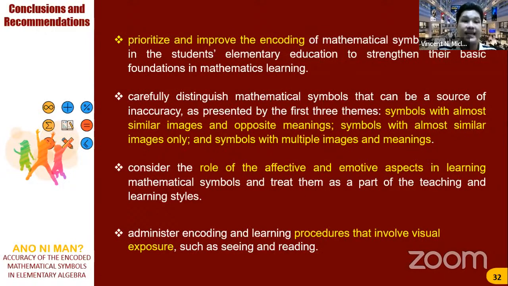First, we need to prioritize and improve the encoding of mathematical symbols, especially in the students' elementary education, to strengthen their basic foundations in mathematics learning. Second, we need to carefully distinguish mathematical symbols that can be a source of inaccuracy as presented by the first three themes. Third, consider the role of affective and emotive aspects in learning mathematical symbols and treat them as part of the teaching and learning styles. And finally, administer encoding and learning procedures that invoke visual exposure, such as seeing and reading, especially if the concepts that we are trying to deliver to our learners are not kinesthetically possible to learn.